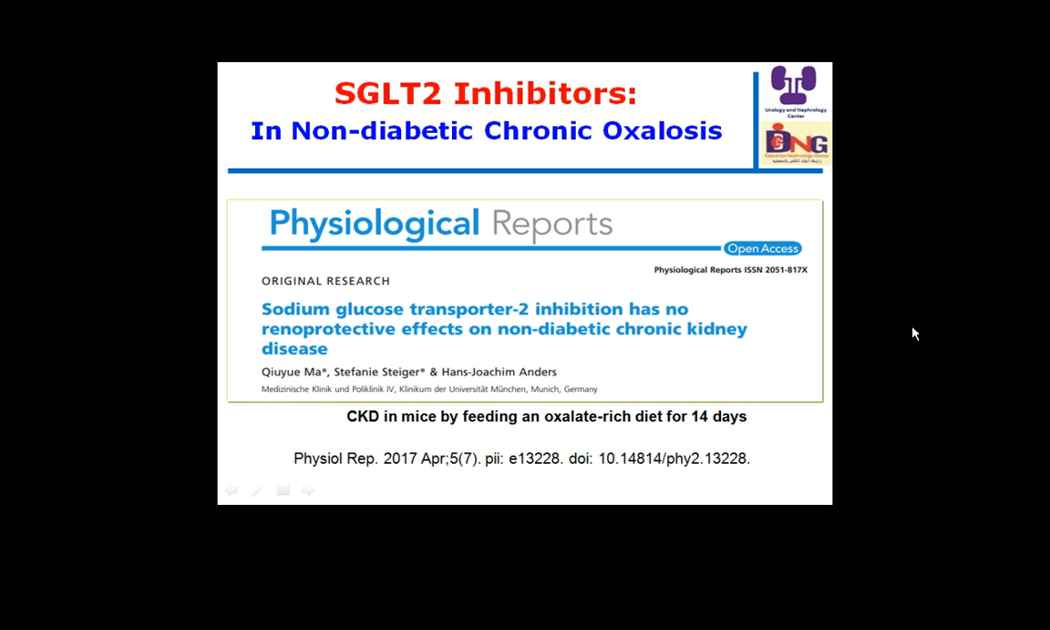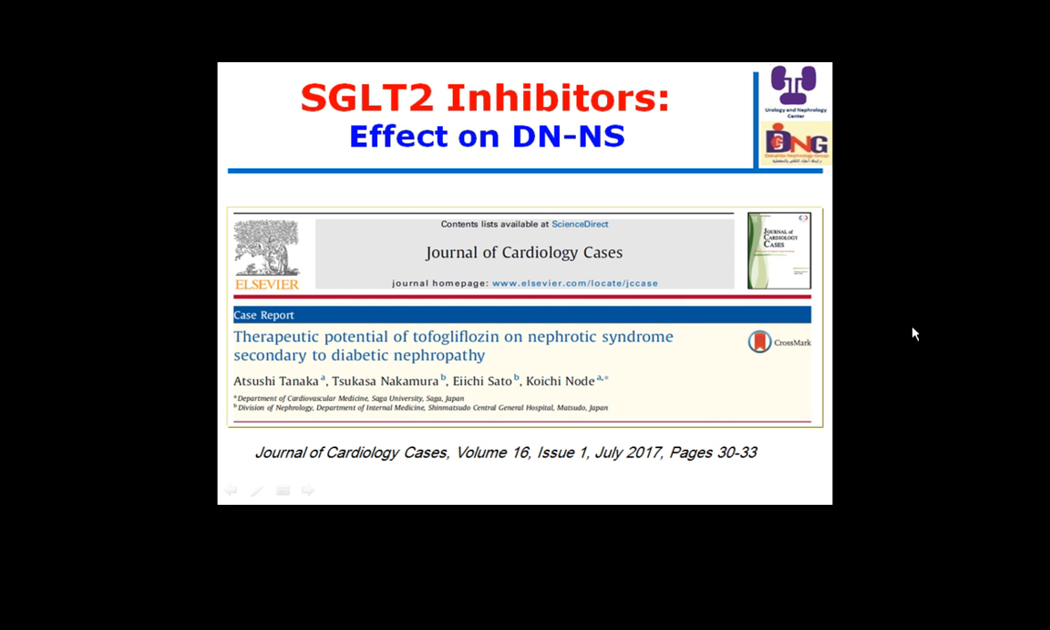So long as sodium glucose cotransporter 2 inhibitors may be beneficial by readjusting hyperfiltration and reducing inflammation within the kidney, can we use them for non-diabetic kidney disease? This is one of the experimental studies. This is CKD in mice fed on a high oxalate diet for 14 days to create chronic kidney disease by oxalate. The use of empagliflozin in this study revealed no significant difference, no improvement in fibrosis in this scenario.